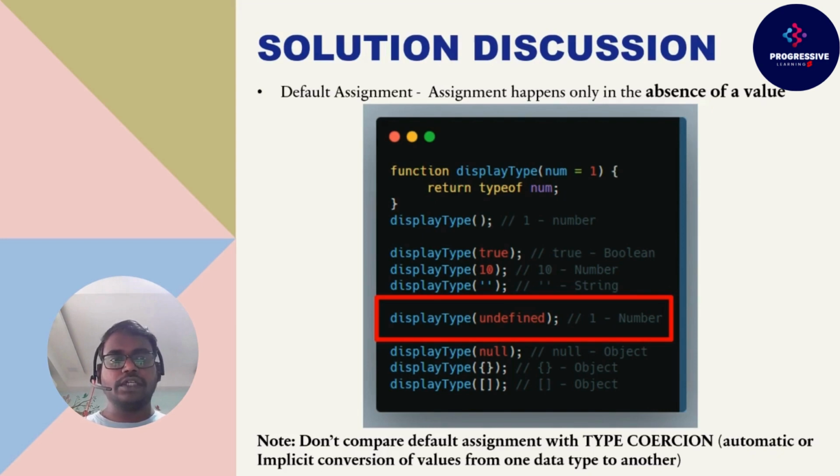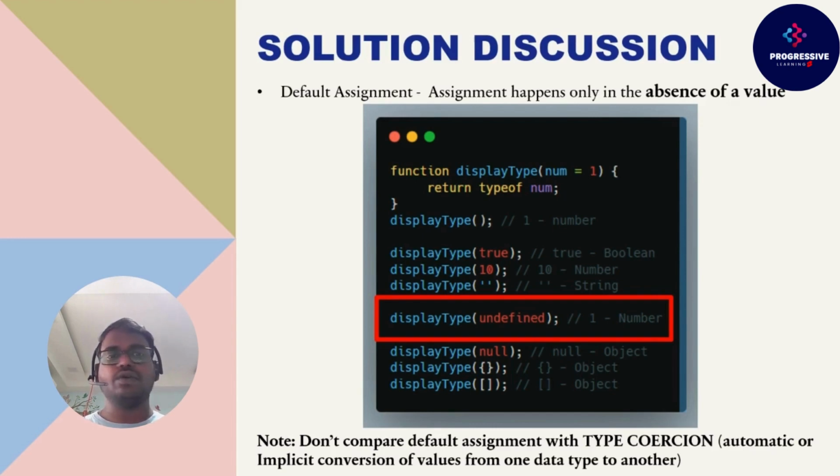So see friends, the only thing you need to remember is the absence of a value. Null is not an absence of a value. Null is a presence of a value where we explicitly tell that my value is null. For undefined, it's completely an absence of a value. For empty object and empty array, those are also a presence of a value, but those are empty.